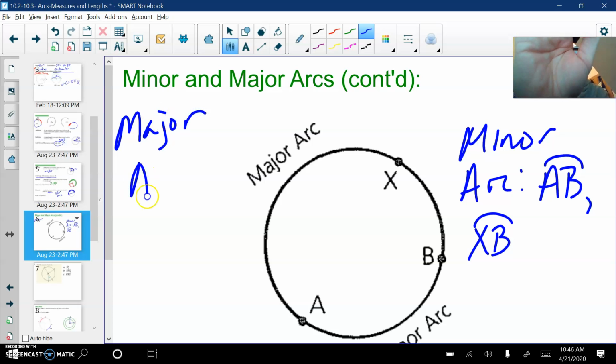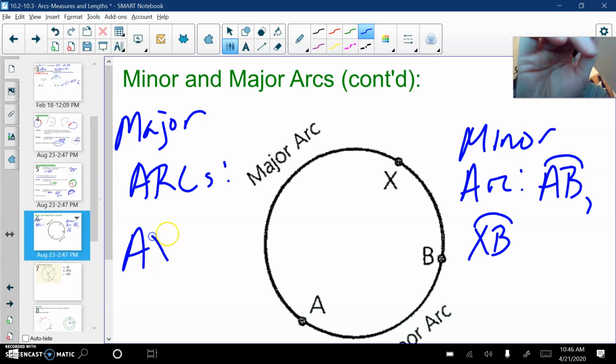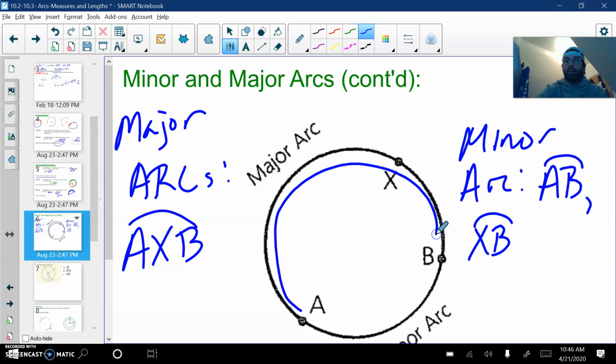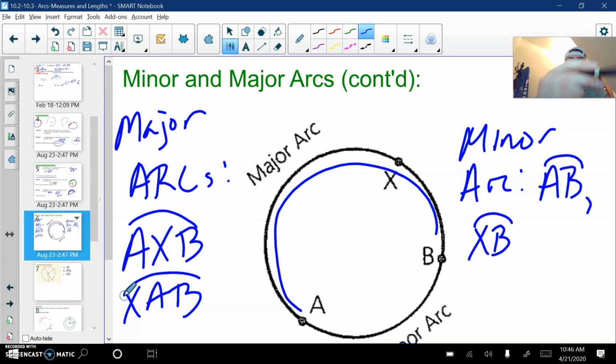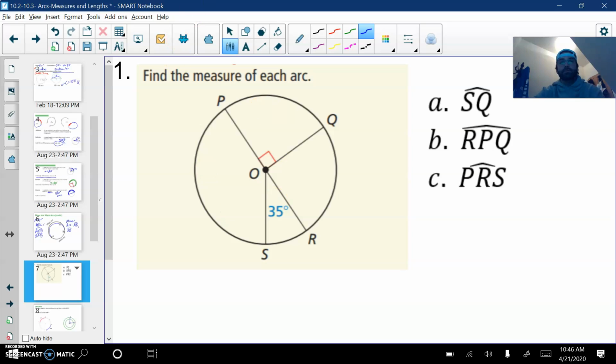Major arcs. Most of the time, you're going to want to use 3 letters to mark a major arc. So a good major arc would be AXB, this whole thing. Or XAB could be another major arc. Semicircle, it's kind of hard to write on this picture because I don't know where the center of the circle is, so I'm not going to talk about a semicircle.